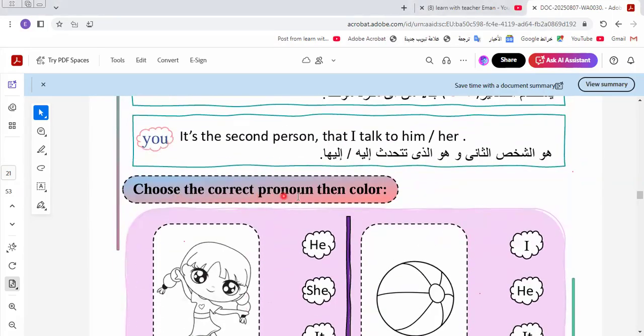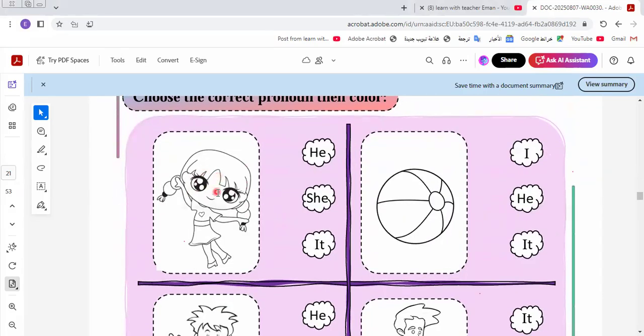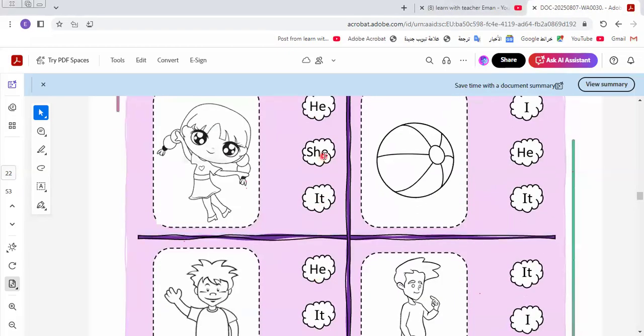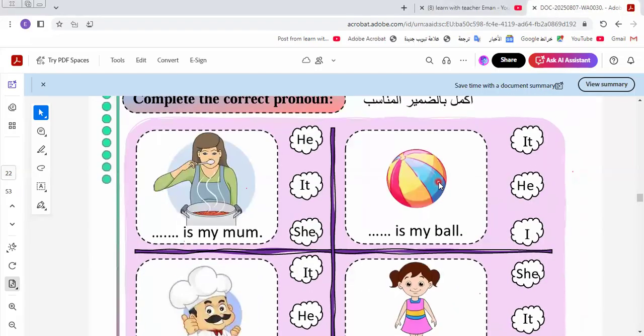Here, choose the correct pronoun. This girl is the girl. Say he, she or it. We say she. Here is the boy. We say he. There is a boy. This one refers to him. We say I. So here it will be I, here he, in this picture she, in this picture it.